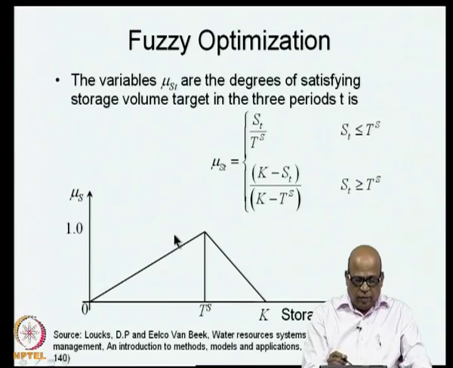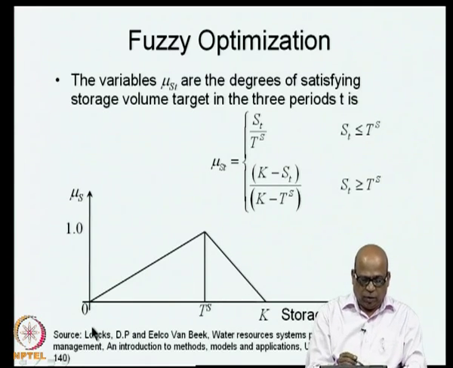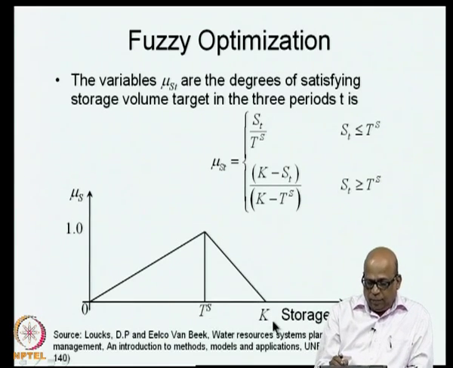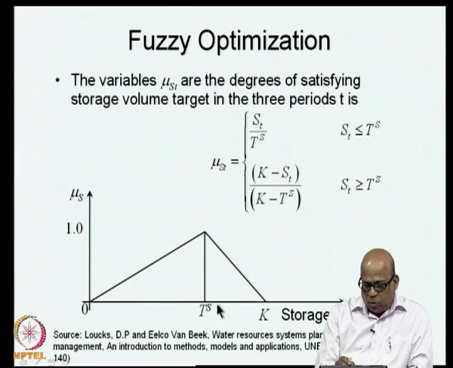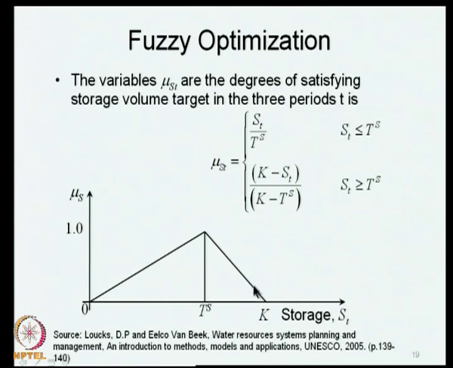Now, for the St, look at this membership function now. We are saying that you would like to bring the storage as close to the target as possible. So, we may define a linear membership function something like this. So, from the left when you are approaching, you would like to come as close to Ts as possible.